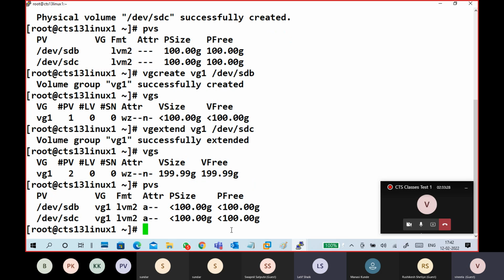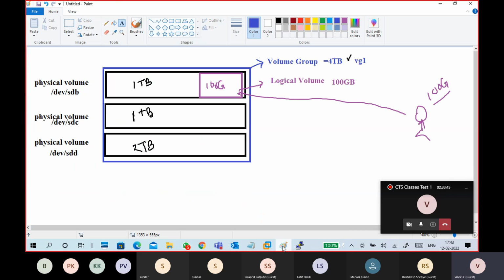It is better to go with pvdisplay and vgdisplay also. So totally my VG size is 200 GB. So I created a VG, and my VG size is 200 GB only.